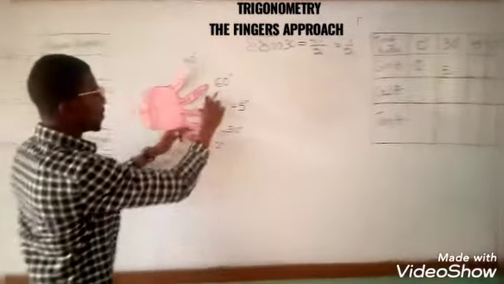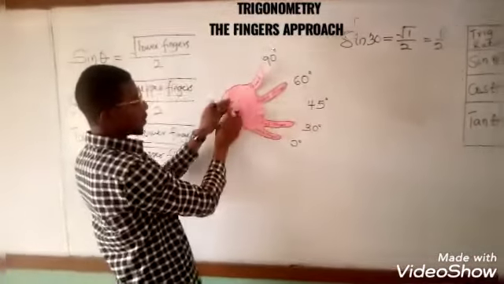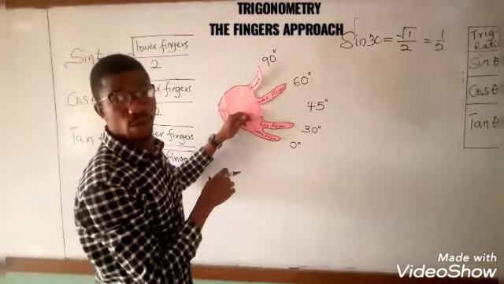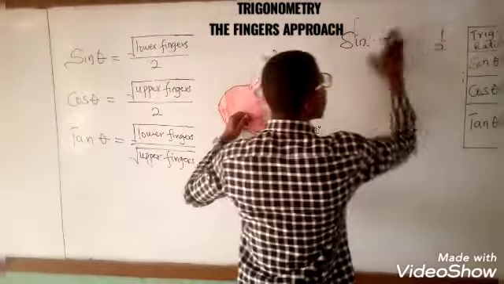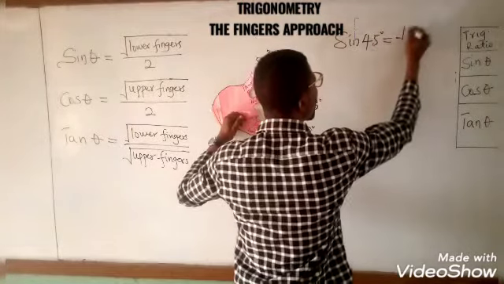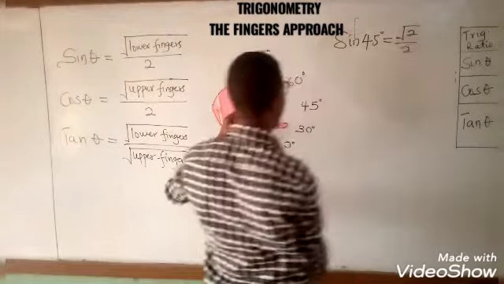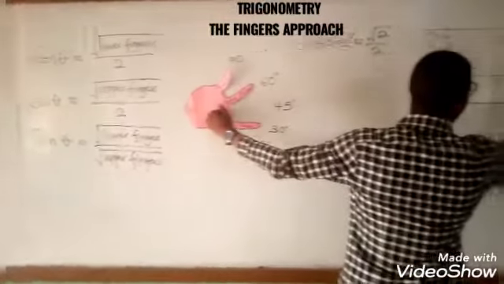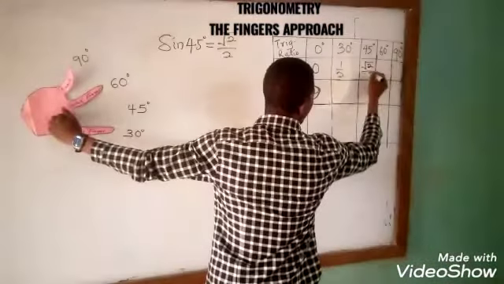So from there we have sine 45. Sine 45, we have 2 fingers below. So sine 45 degrees is equal to the square root of 2 over 2. So root 2 over 2.